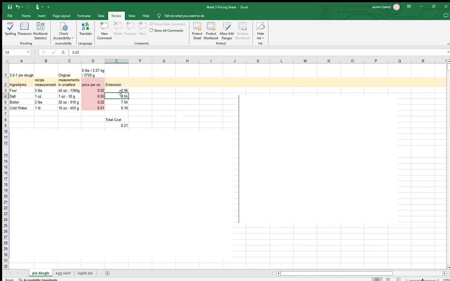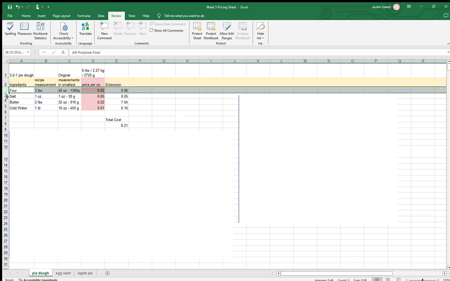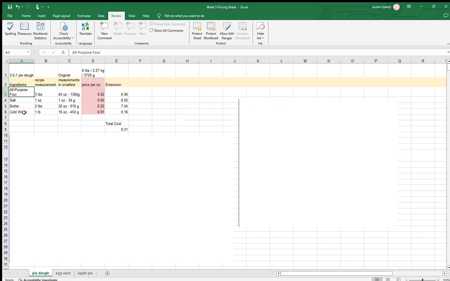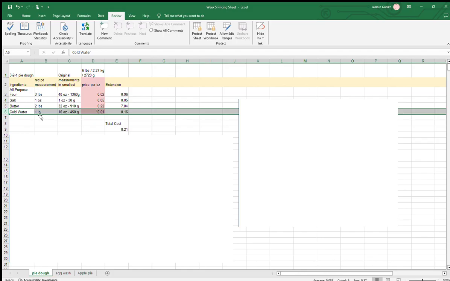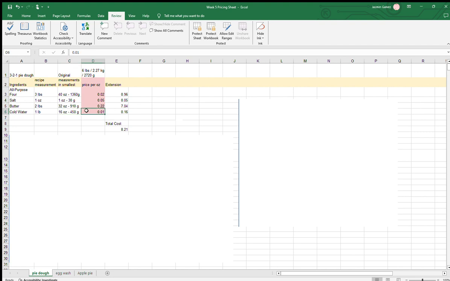Price per ounce, and extension, and total cost. As we can see, we have all-purpose flour, salt, butter, cold water, 3 pounds, 1 ounce, 2 pounds, 1 pound. We have the ounces on one side, grams on the other, price per ounce. You can find all of these on the list. I grabbed all of this from my last assignment. I did change this one to be accurate because water is 1 penny.